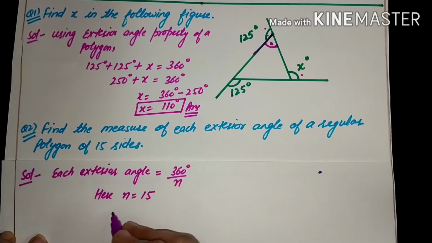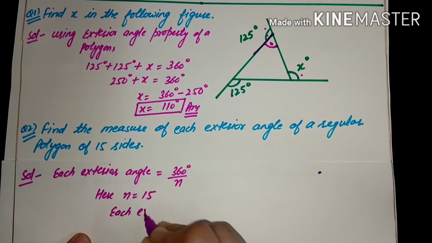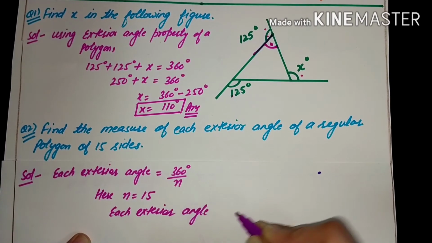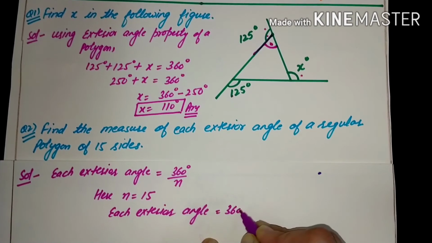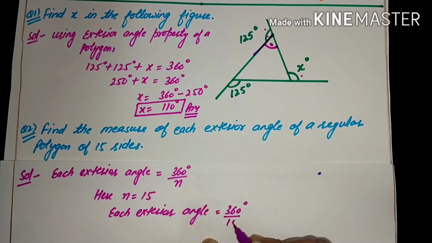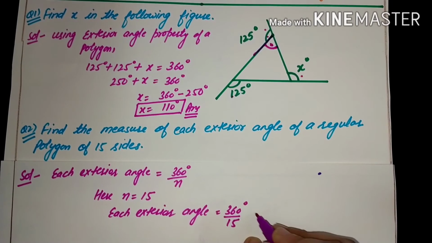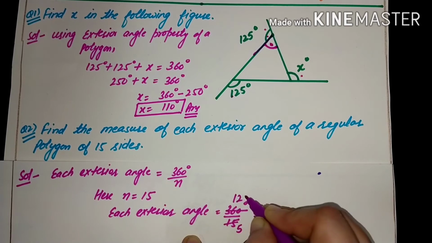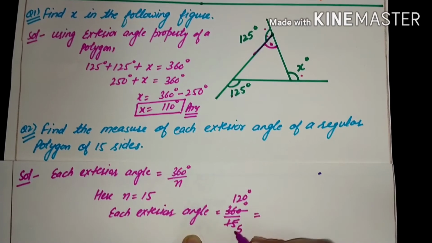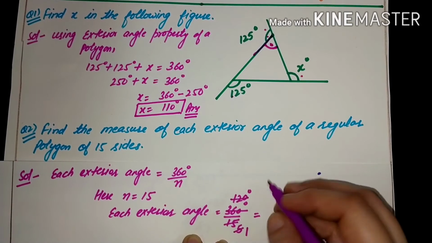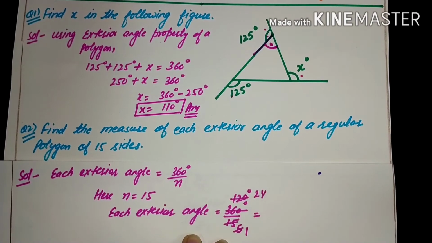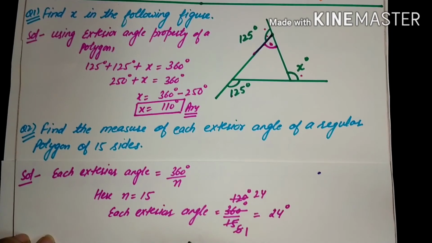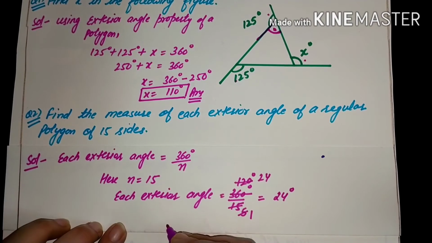So each exterior angle would be equal to 360 degrees upon 15. So this is equal to, firstly both will be divisible by 3, then 5, so 24. So each exterior angle is equal to 24 degrees. This is our answer.